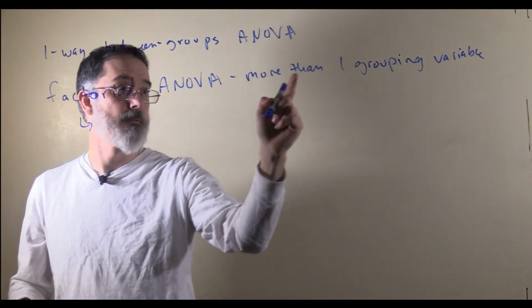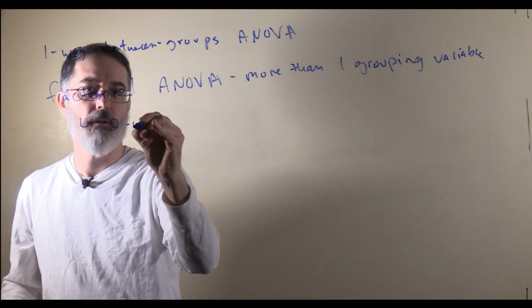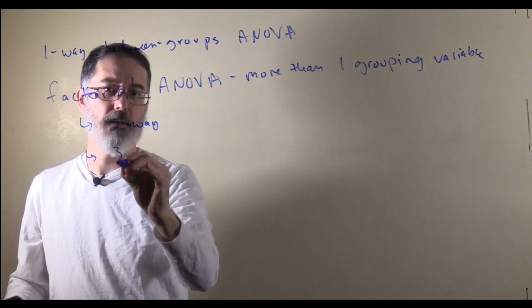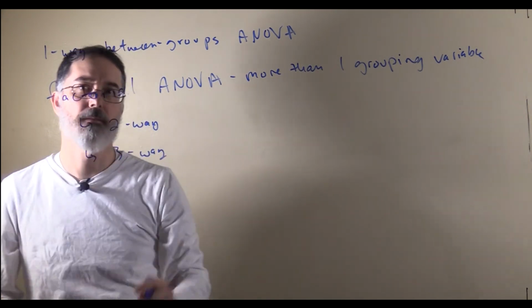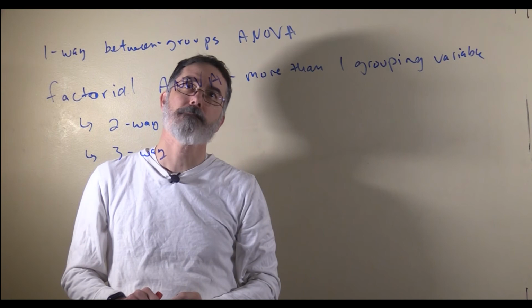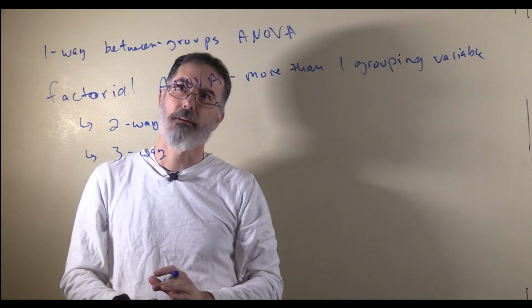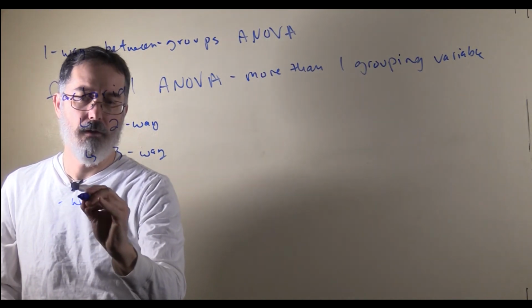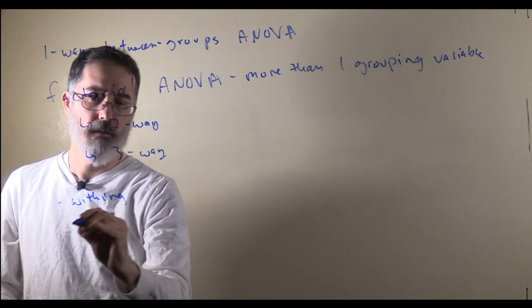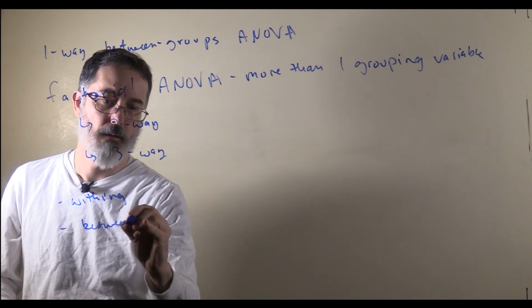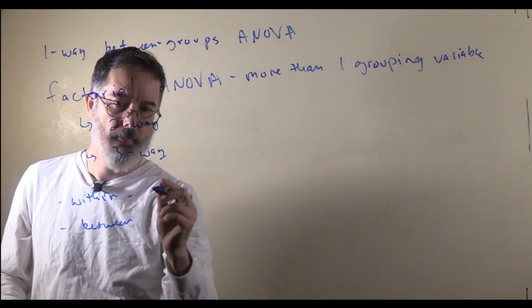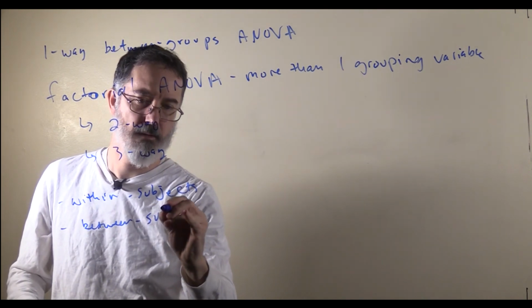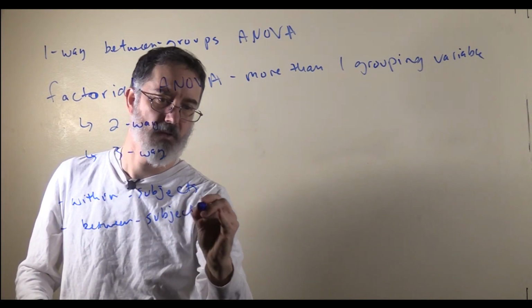So if you have two grouping variables, you'd have a two-way ANOVA. If you have three grouping variables, you have a three-way ANOVA, and so on. Also, another critical feature of these ANOVAs is whether they are within subjects or between subjects or between groups or whatever.